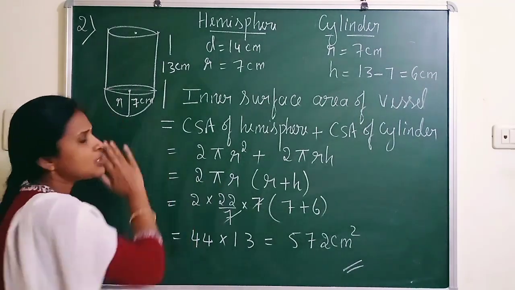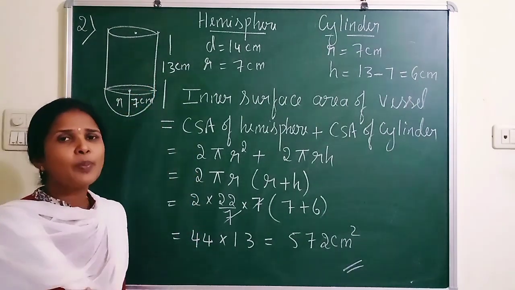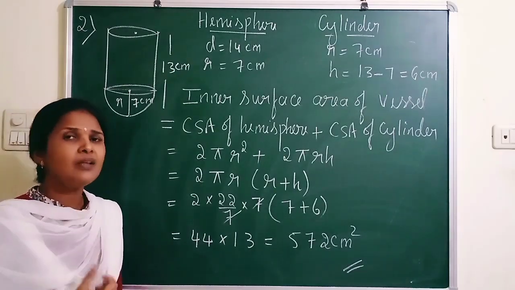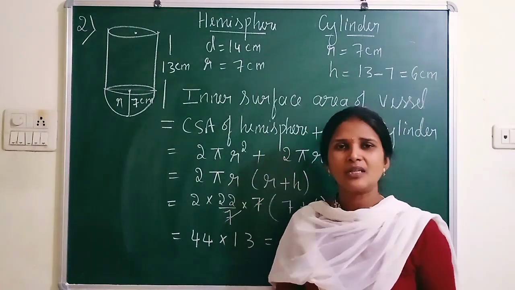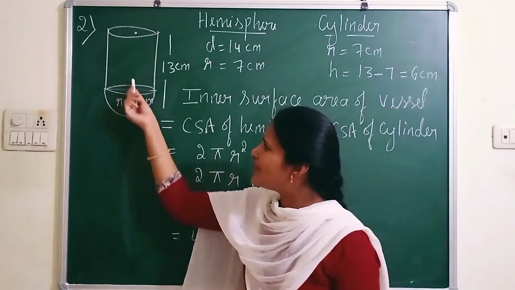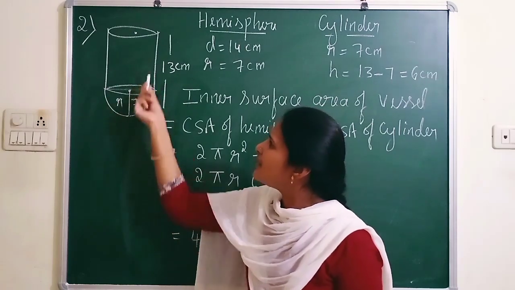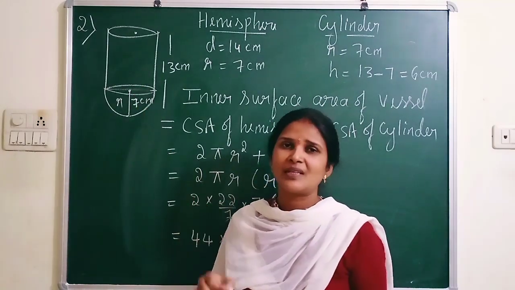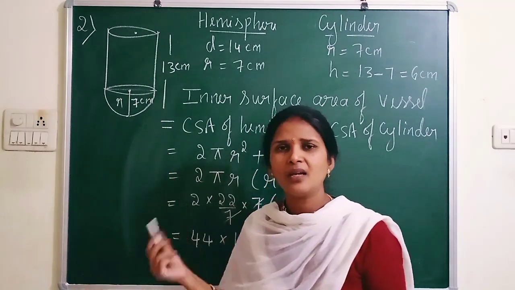So what is CSA of hemisphere? 2 pi r square, and the CSA of cylinder is 2 pi rh. So for cylinder we need radius and height, and for hemisphere we need radius. Now let us calculate. Hemisphere diameter is given, that is 14 centimeter, and radius will be 7. When you notice this vessel, the hemisphere radius and the cylinder radius are both the same because the cylinder is mounted exactly on the hemisphere.